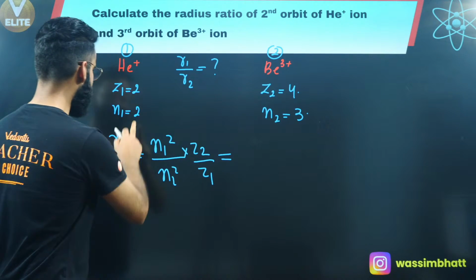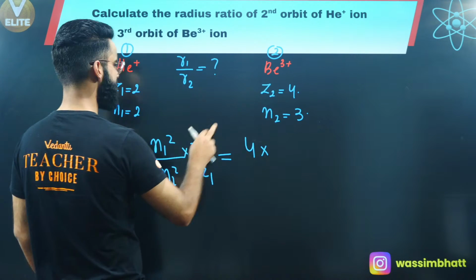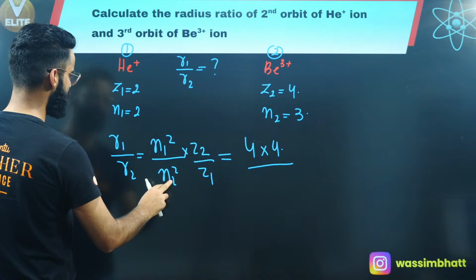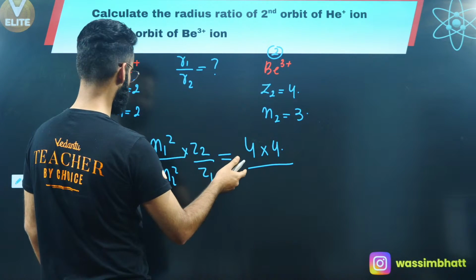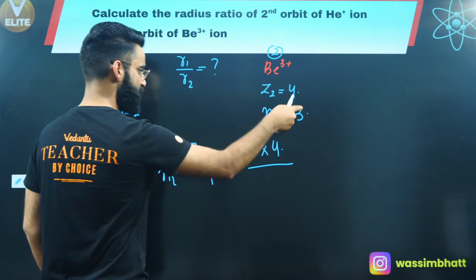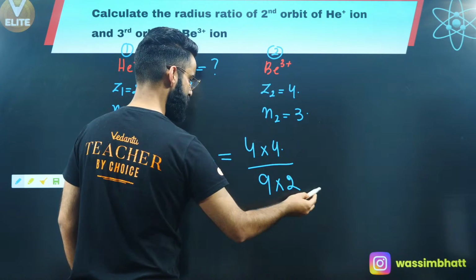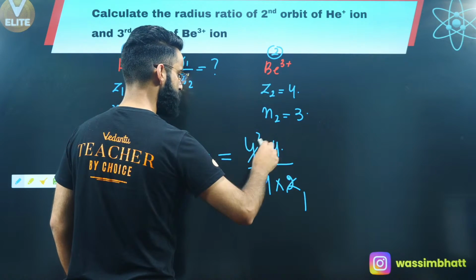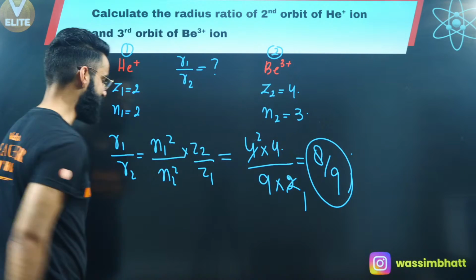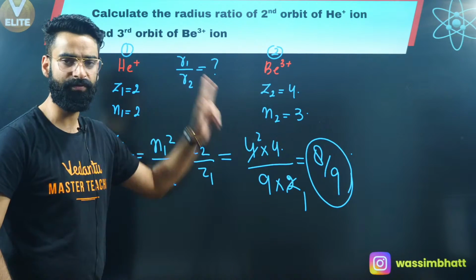N1 square. What is N1? 2, and 2 square is 4, multiplied by Z2. What is the value of Z2 over here? Z2 is 4, divided by N1 square... wait, what am I doing? This is not N1, this is N2 square. N2 square means 3 threes are 9, multiplied by Z1, which is 2. So what do you get? 2 ones are 2, 2 twos are 4, so you get the ratio as 8 divided by 9. So 8 by 9 is the radius ratio of this He positive to that of Be tri positive.